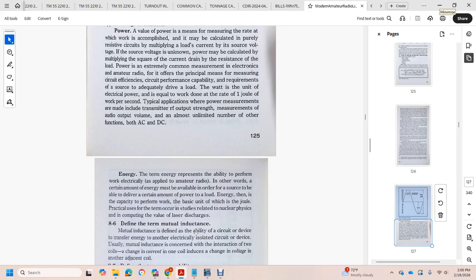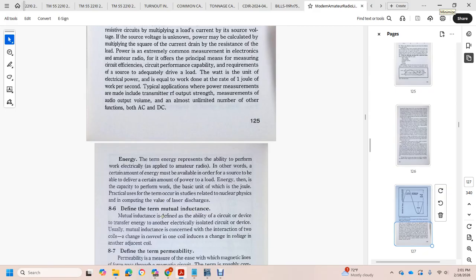Energy. The term energy represents the ability to perform work electrically as applied to amateur radio. In other words, a certain amount of energy is available for the source to be able to deliver a certain amount of power to the load. Energy is the capacity to perform work. The dual practical uses of the term occur in studies related to nuclear physics and in computing the value of a larger discharge.